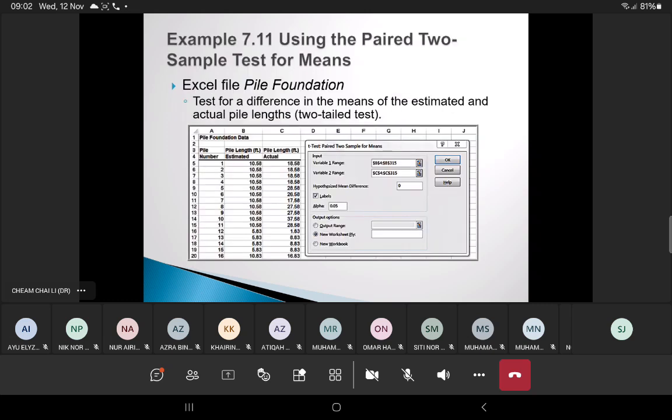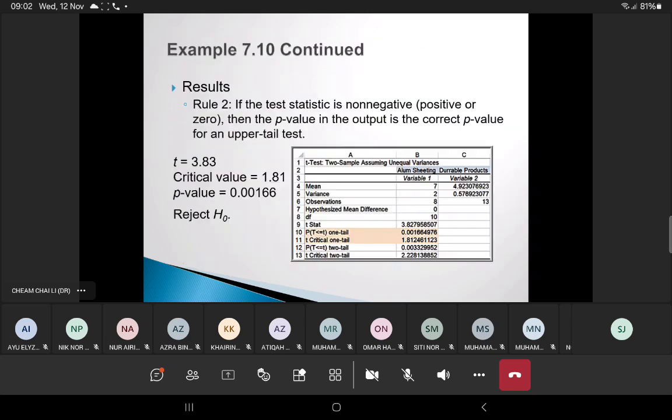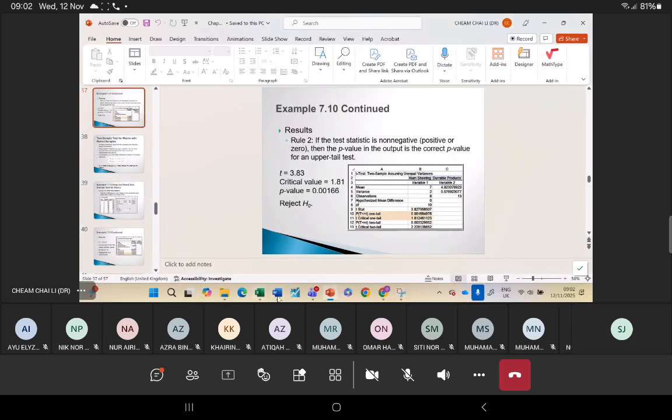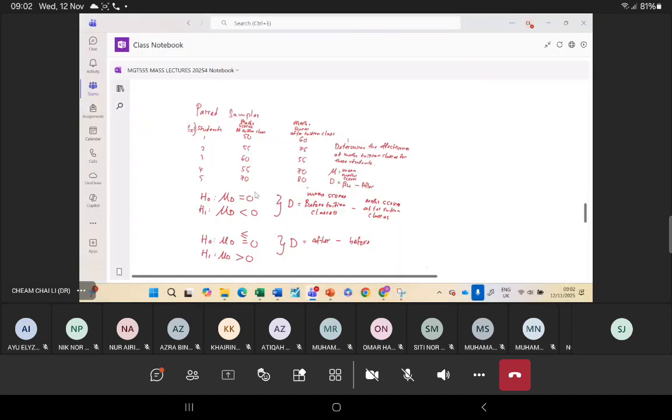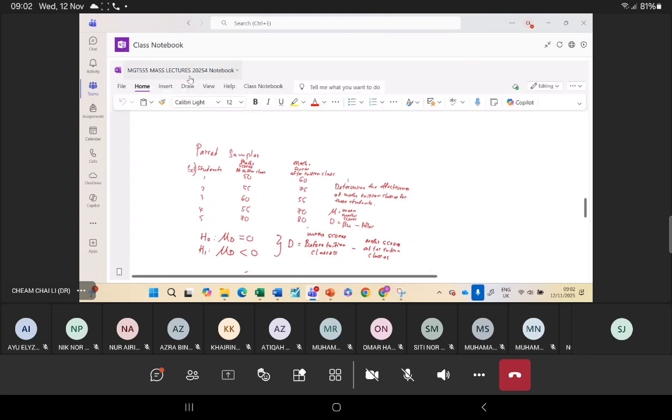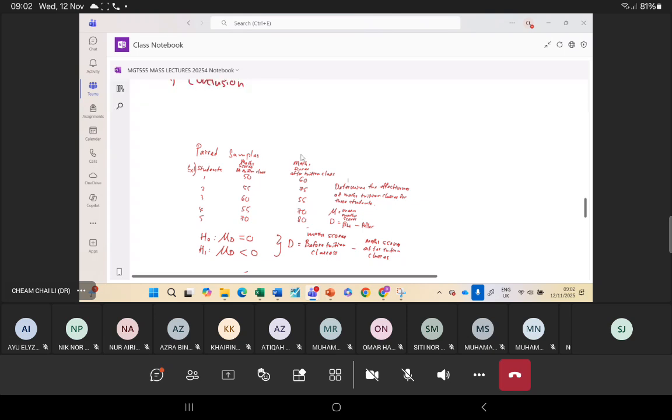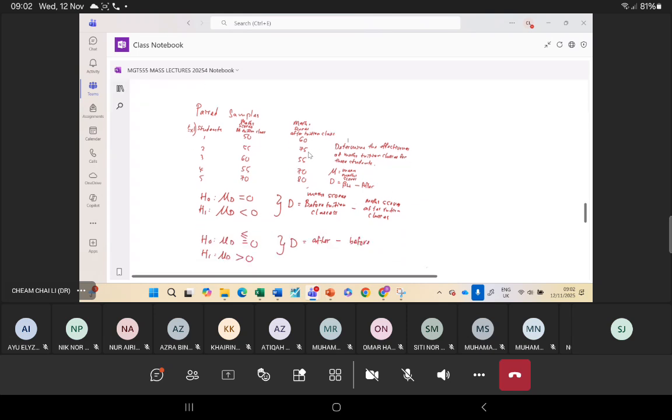Okay, so this is how you run the hypothesis test. Before we look at this, let's go to the class notebook. I put this in the lecture. For paired samples, I have two examples here. Saya ada dua contoh di sini. Okay, the first example, as you can see from here, there are 5 students, and these are the math scores.